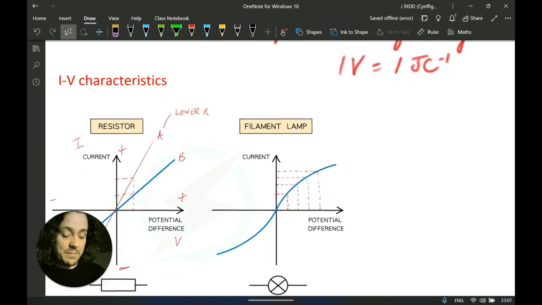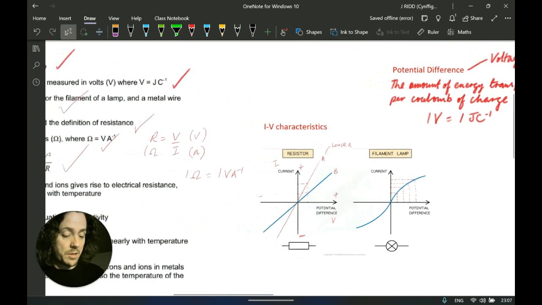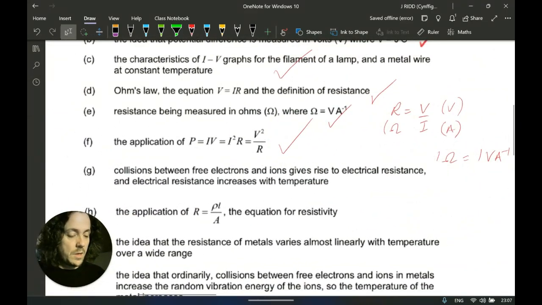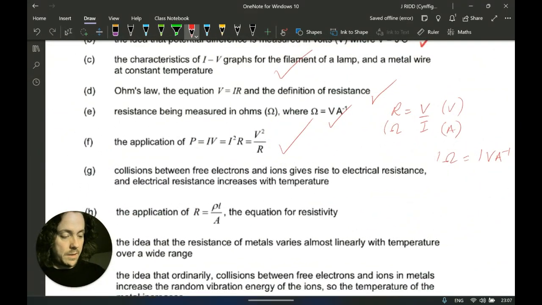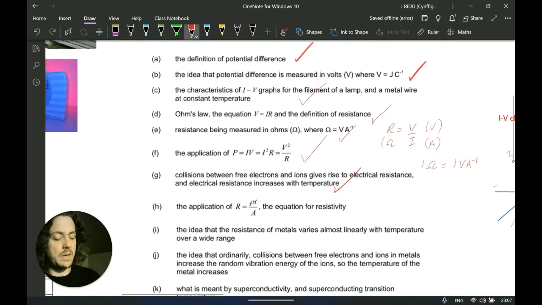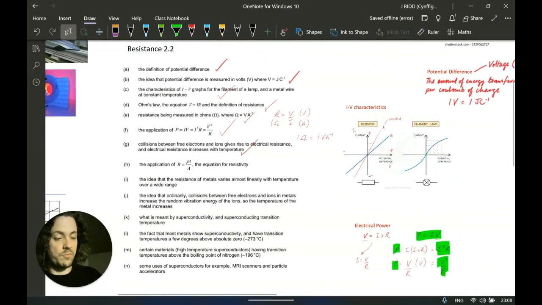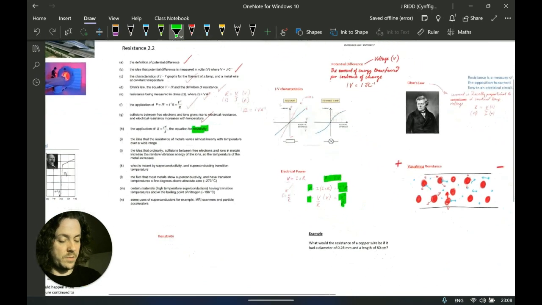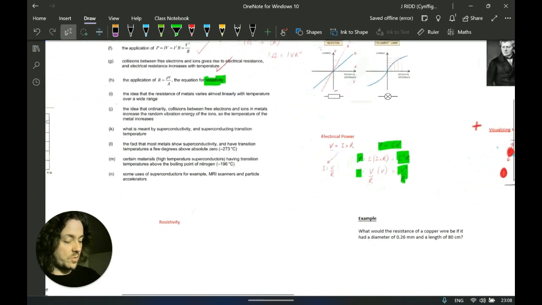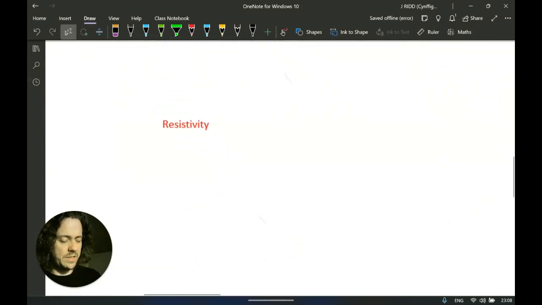Again, potentially, you can imagine that being a 6 marker, couldn't you? So I'm going to give that one a little tick now. The application of R is equal to rho L over A, the equation for resistivity, this little keyword here. Resistivity, where have I got that down? Okay, so resistivity then.